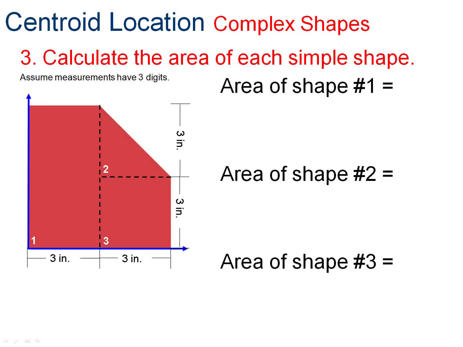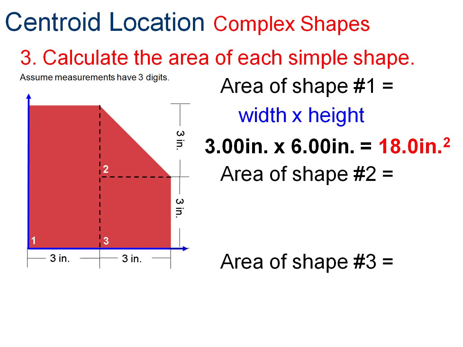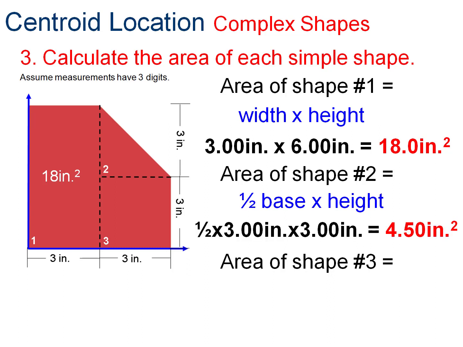Okay, step 3. We have now got a datum and our individual small shapes. So now let's find the area of each simple shape. So again, area 1 is the rectangle, and it is 3 by 6. Width times height, or 18 square inches. Shape 2 is the triangle. That's 1/2 base times height. So that will be 3 inches tall times 1.5 inches, or 4.5 square inches.